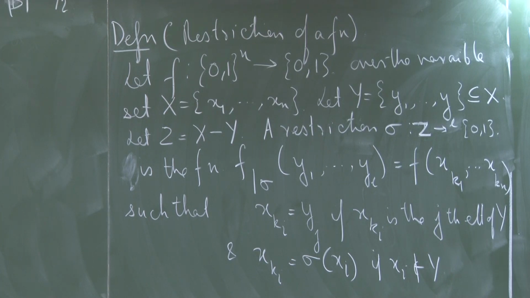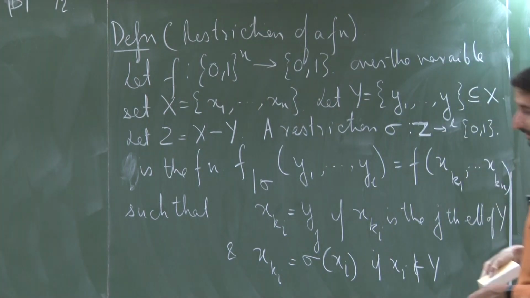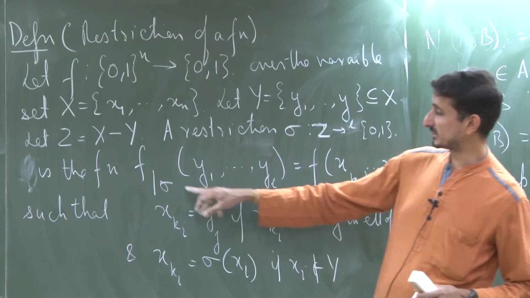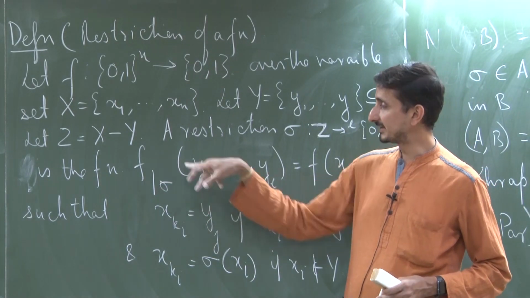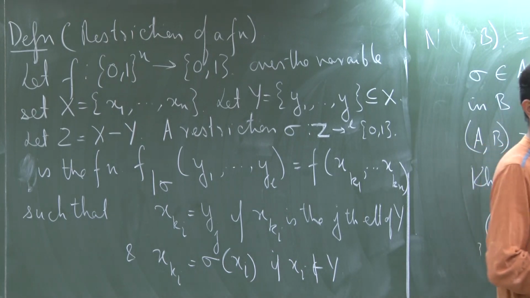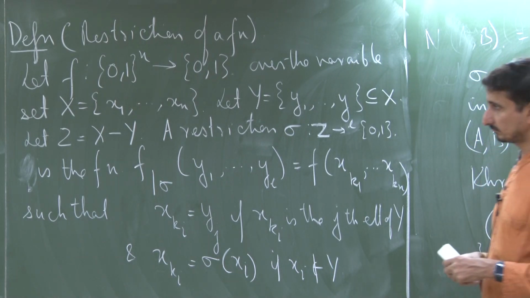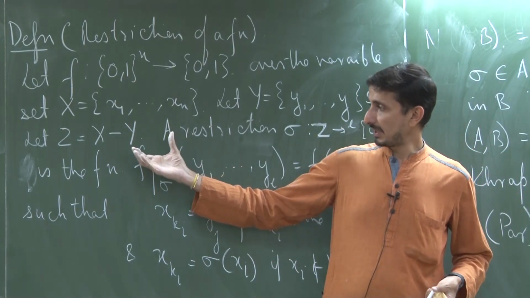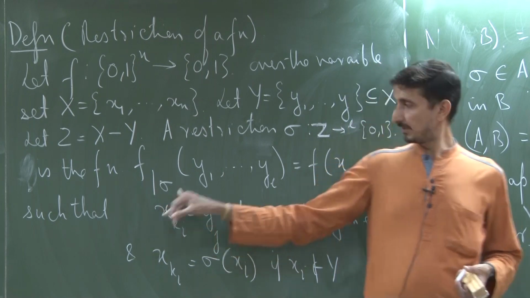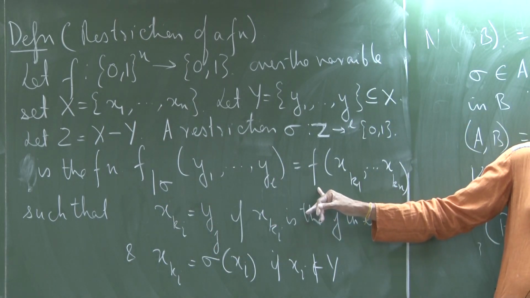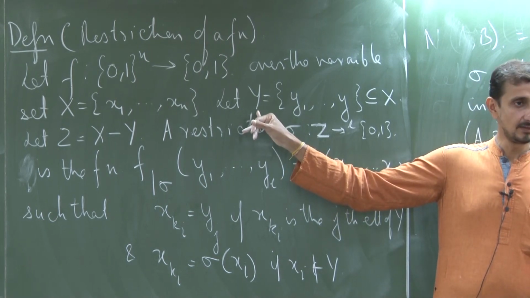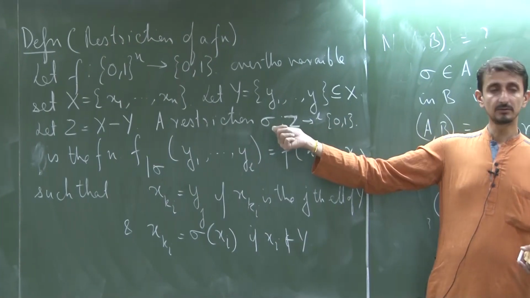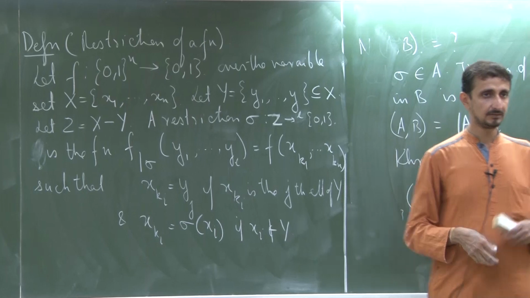No, no, this is y l. Yeah, this is y of l. This is a notation for restriction. So, f restricted to sigma means the following. The idea is that f restricted to sigma behaves exactly the same as f on the inputs of y, and on the inputs which are not in y, that is the inputs which are in z, it takes the value sigma of this. That is again the idea.